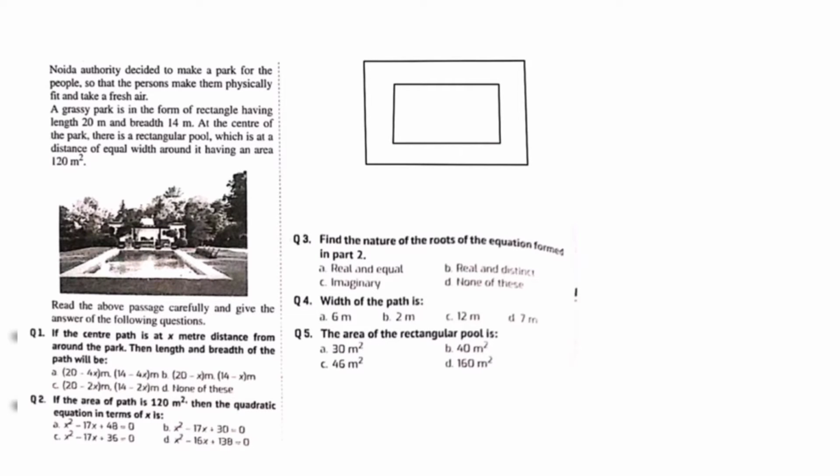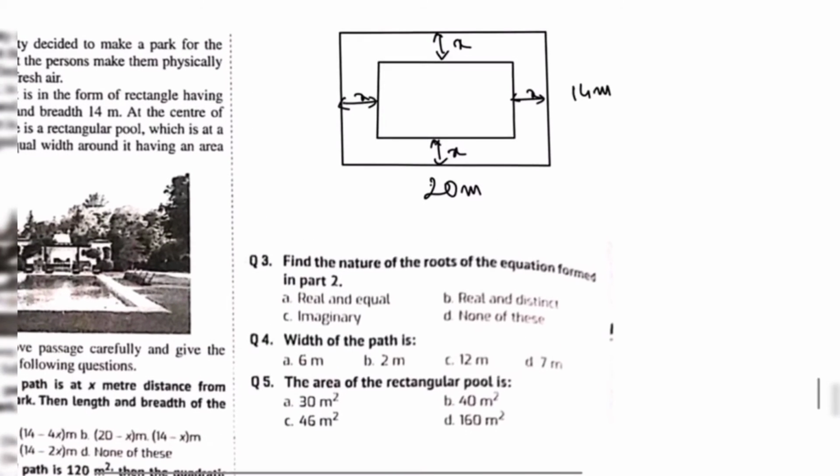Okay. Now, at a distance of equal width around it, so everywhere just mark it as x, x, x, and x. So this side is 20 meters, this side is 14 meters. So you can instantly see that this has to be 20 minus twice x, and this has to be 14 minus twice x.